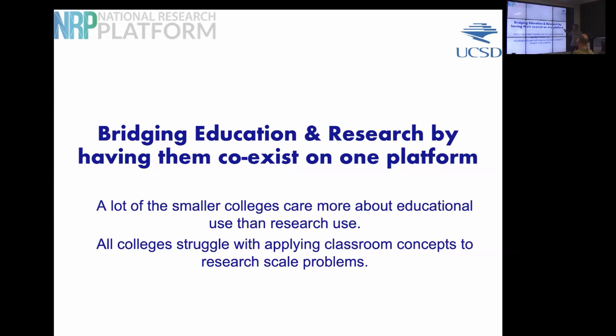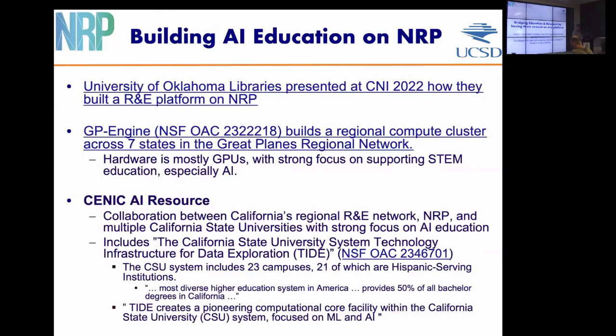A lot of the smaller colleges care more about education than research use. That was one of the things I didn't expect, which came out once we started engaging with smaller institutions. There's a lot more need for the kind of educational things that I've talked about than research, because most of those small institutions don't have much research, but they have a hell of a lot of education. So one of the things we do with NRP is support education. I'll talk about this in a little bit.